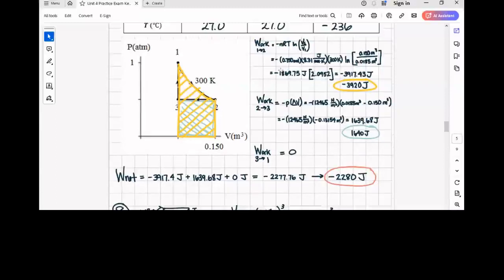So when I plug in the volumes here and take that ratio, as long as the units cancel out, we'll be good here. So I'm in cubic meters both times. I'm going to be taking the natural log of a value that is, this ratio is going to be bigger than 1. So I'm going to get a natural log that is a positive value. But minus nRT has to give me a negative. So I end up with negative work.